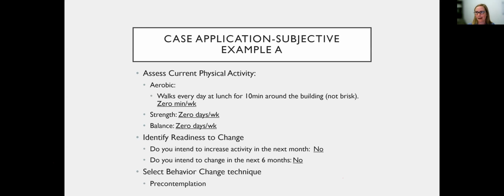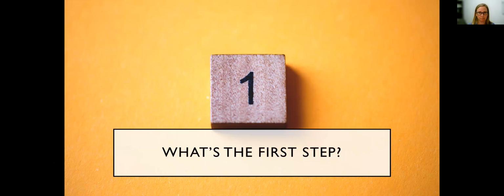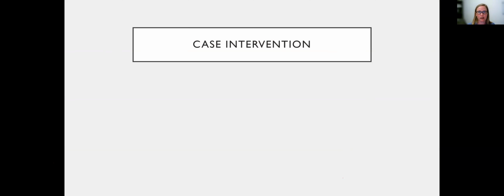So he really has not thought about it. He does not intend to change anything. So if we give him recommendations and say, this is what you should do, and we don't do anything else, it's not going to take, it's not going to get anywhere. And so what's our first step? If you think about, if you were in this situation, you hadn't thought about it, probably where we would want to start is, like I said, validate him at where he's at right now.